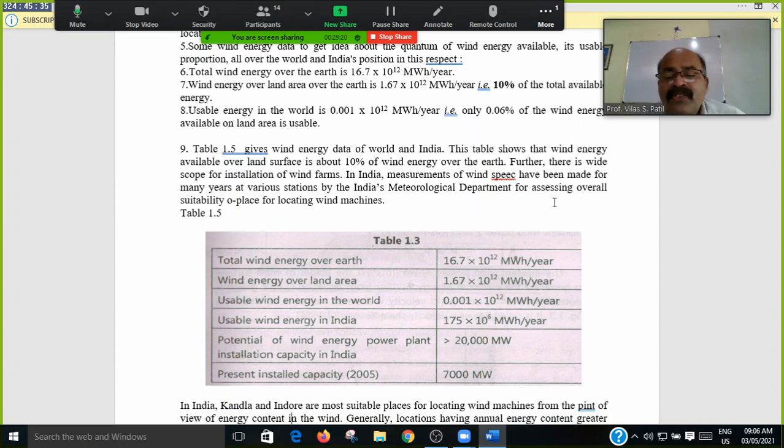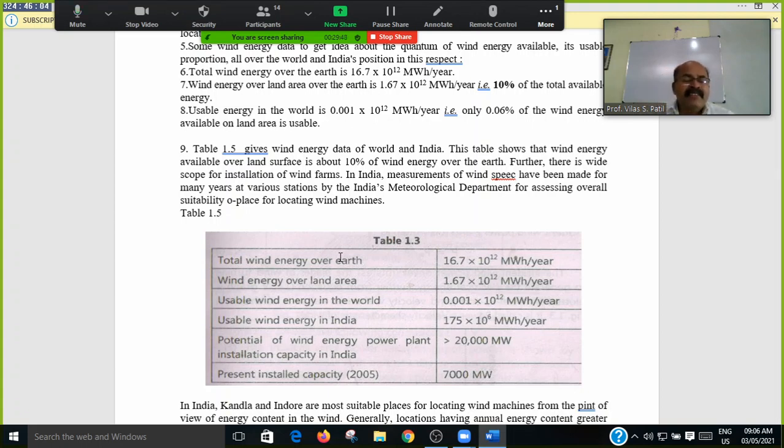Measurement of the wind speed, शब्द आहे तो, speed have been made over India at various stations. आपल्याला व्हेरियस स्टेशनला हे वेगवेगळ्या पद्धतीचं आपल्याला स्पीड दिसतं. And India Meteorological Department for the assessment, where the suitable place is, where that will be locating the wind energy.